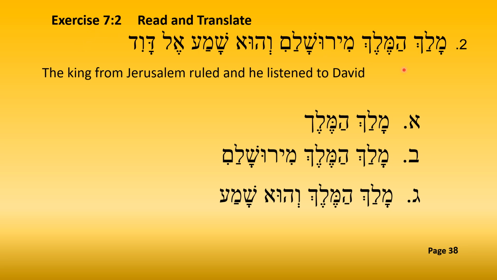Exercise 7, number 2. Malach HaMelech Merushalayim V'hu Shama El David. Malach, the king from Jerusalem, ruled. I don't know that the order necessarily matters in English or here in the Hebrew, but the subject is HaMelech, the king, ruled. Whether you say the king ruled from Jerusalem or the king from Jerusalem ruled, I don't know that that makes a whole lot of difference.